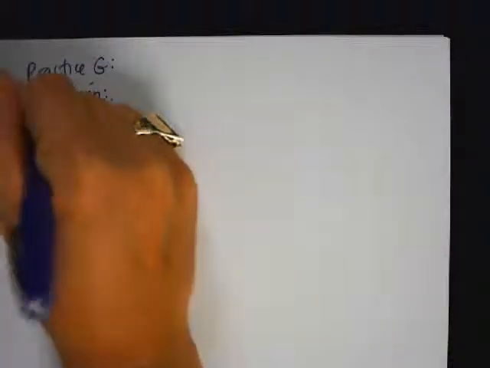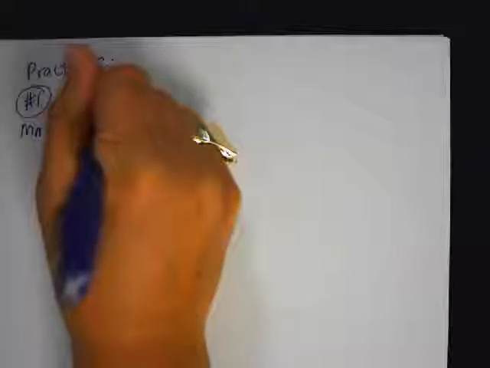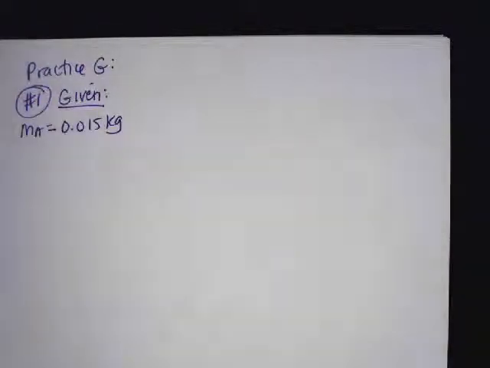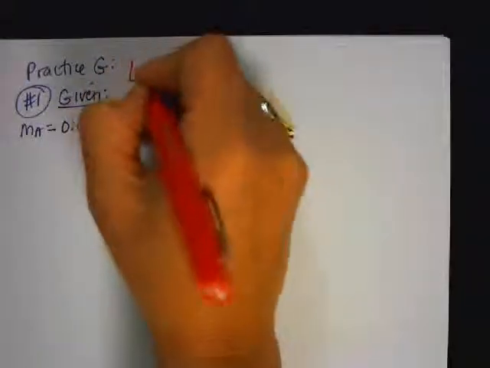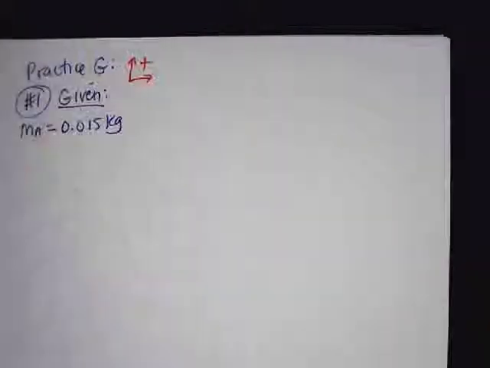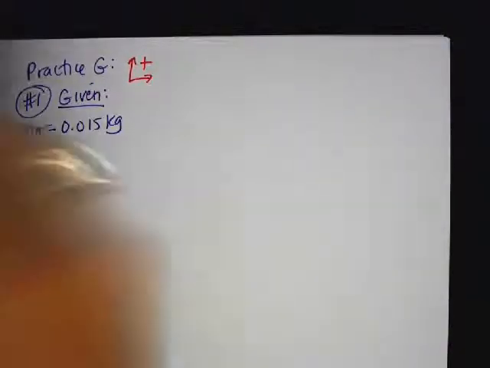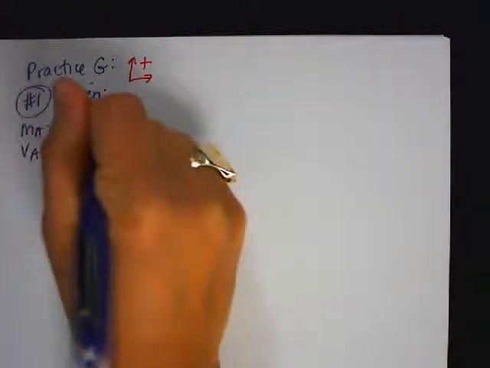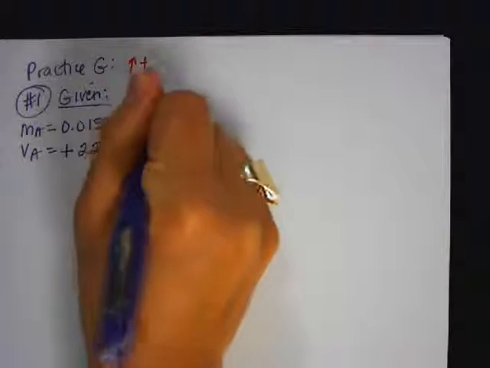It says a 0.015 kilogram marble, so I'm going to call that MA, is sliding to the right, so I need to, again, establish my sign convention. I'm going to use my standard Cartesian sign convention that up and to the right is positive. So because it's saying it's going to the right, I'm going to say that that's positive 22.5 centimeters per second.